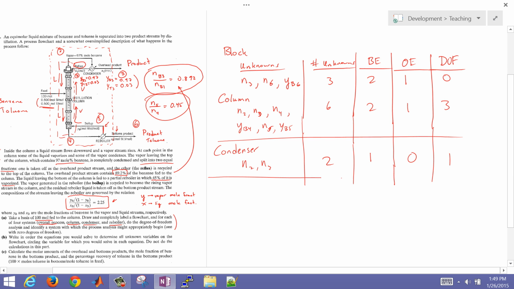Okay, let's go on down to our next one, and this is going to be our reboiler.